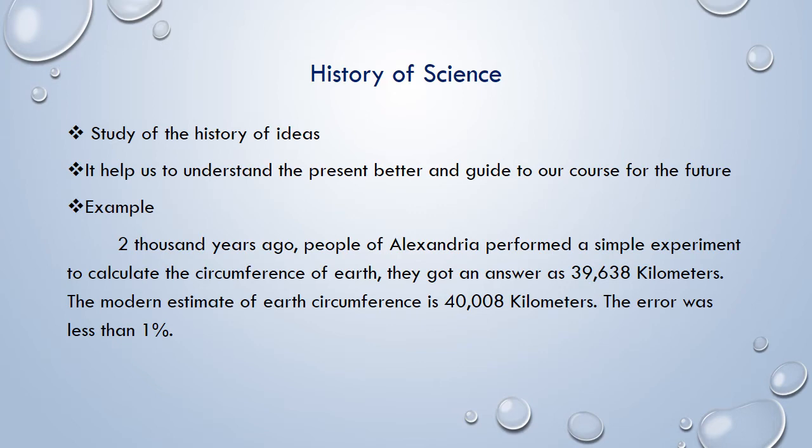First of all, I give an example. 2000 years ago, people of Alexandria performed a simple experiment to calculate the circumference of earth. They got an answer of 39,638 km. The modern estimate of earth circumference is 40,008 kilometers. The error was less than 1%. You can imagine that the first experiment was done 2000 years ago, and they still provided a very accurate result without the help of any modern device.